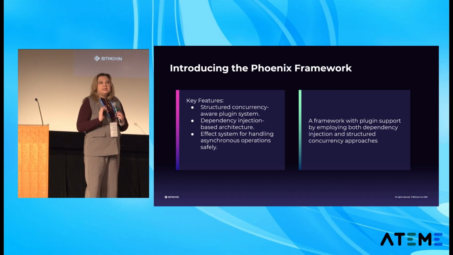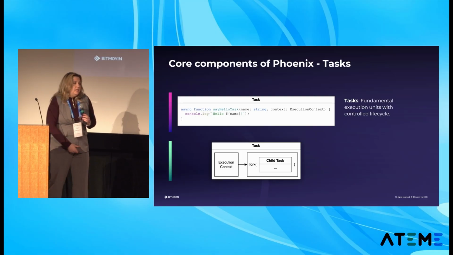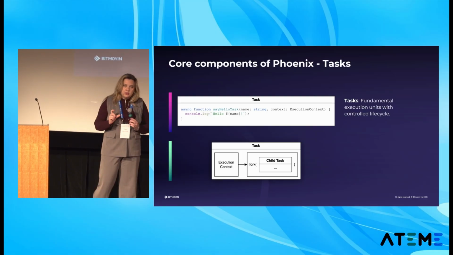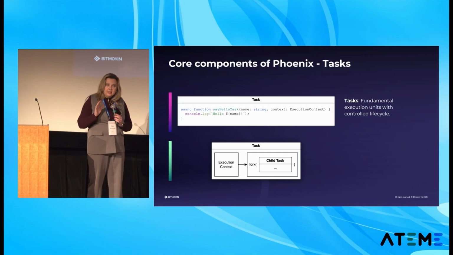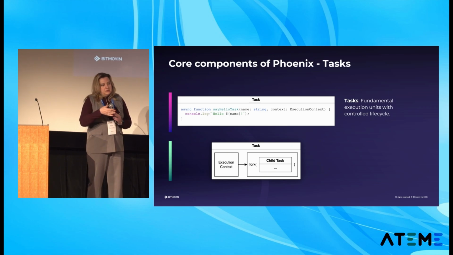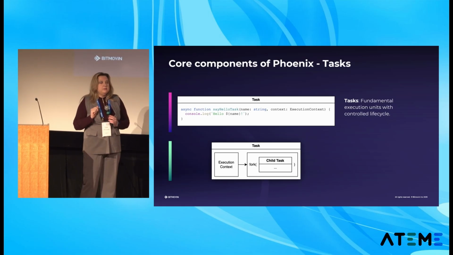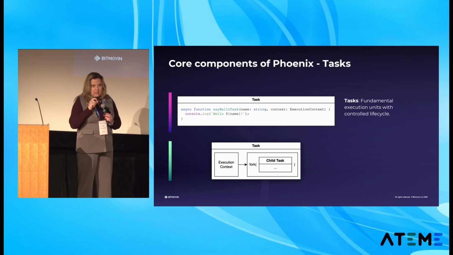Let's take a look at some of the core components of the framework. It will be high level, just to give you an idea. The fundamental execution unit of the framework is the task. The task is a type of function that takes 2 parameters. The second parameter is the context that provides a function that you can use to execute or start a child task. In this way, structured concurrency principles can be fulfilled.